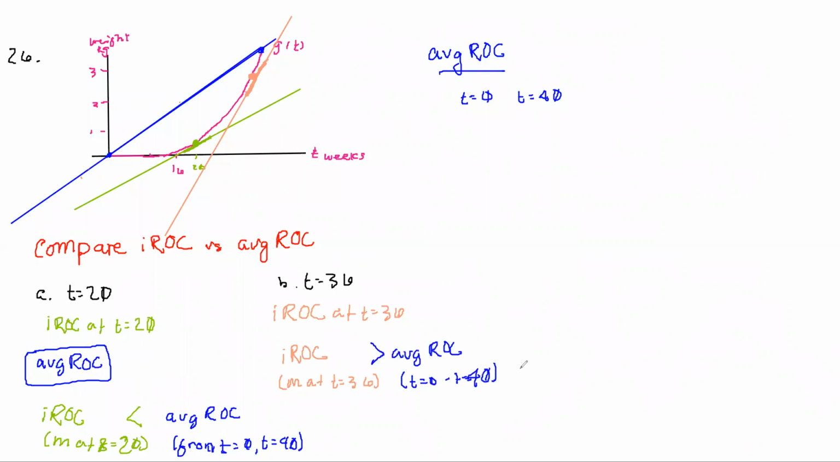Yeah. Okay. So this question is just asking us to say, is the instantaneous rate of change greater or less than the average rate of change of the weight over this 40-week period? So here in this green, I can say the instantaneous rate of change is less than the average rate. And then here in the peach, I can say that it's greater than. That's a really sloppy looking star.